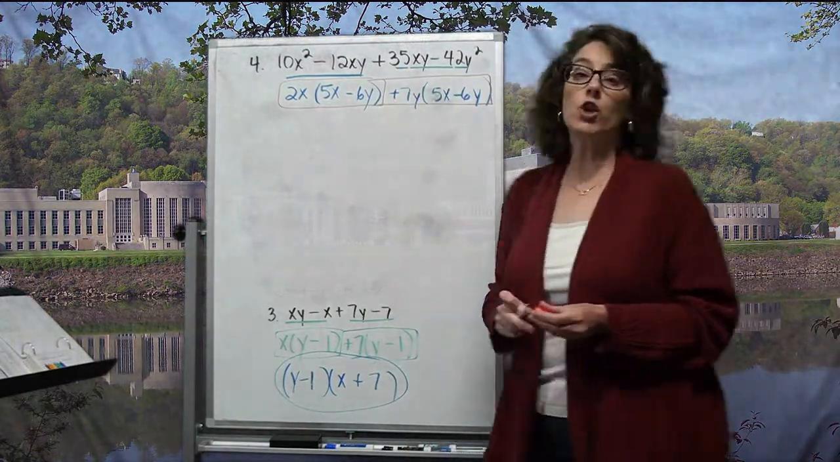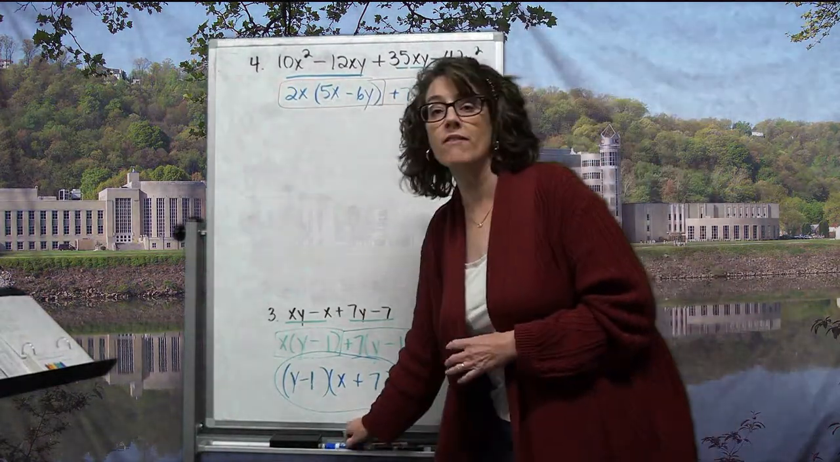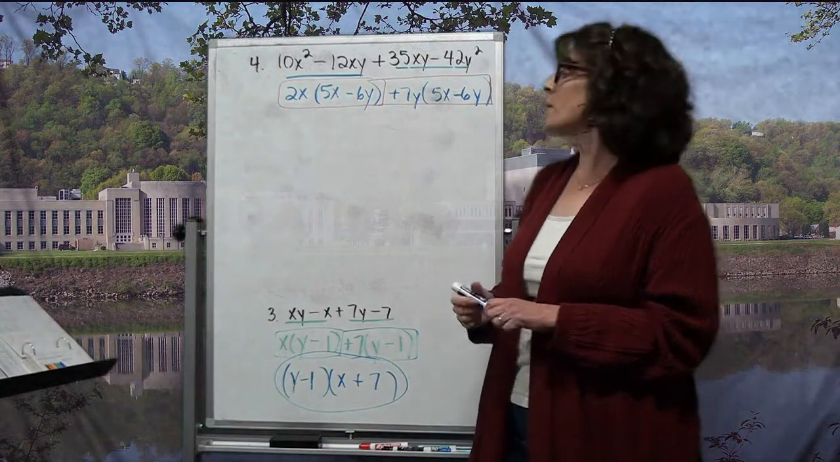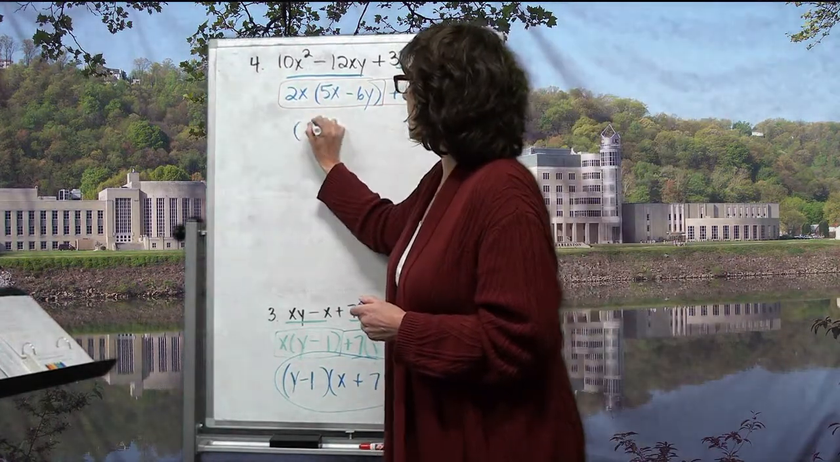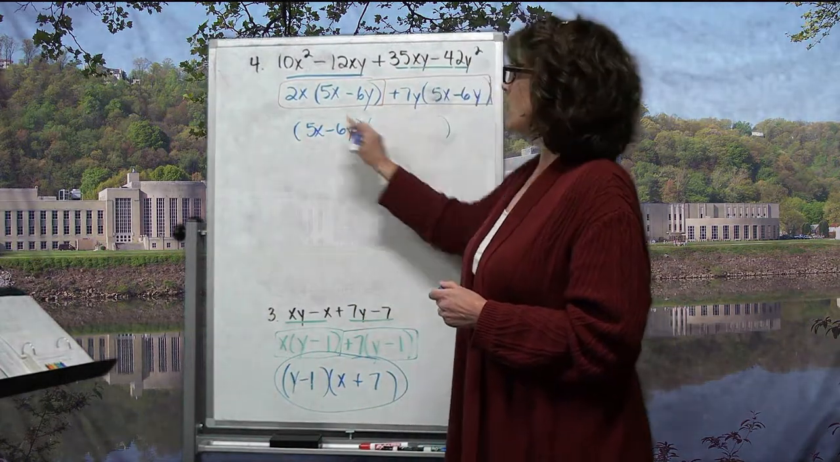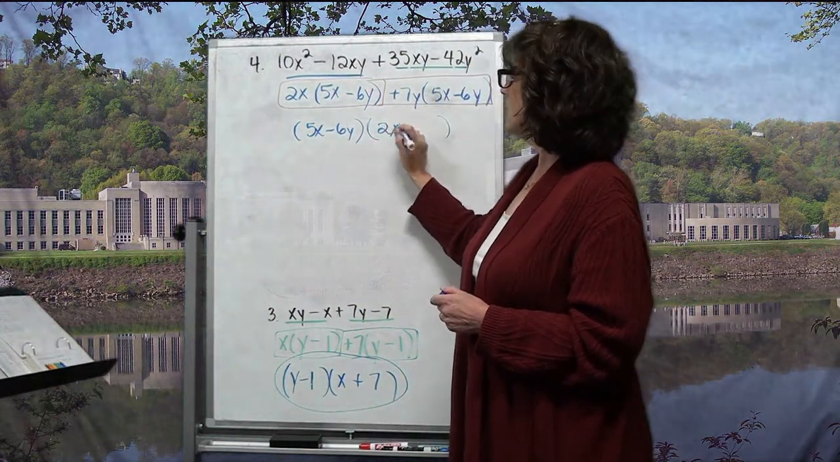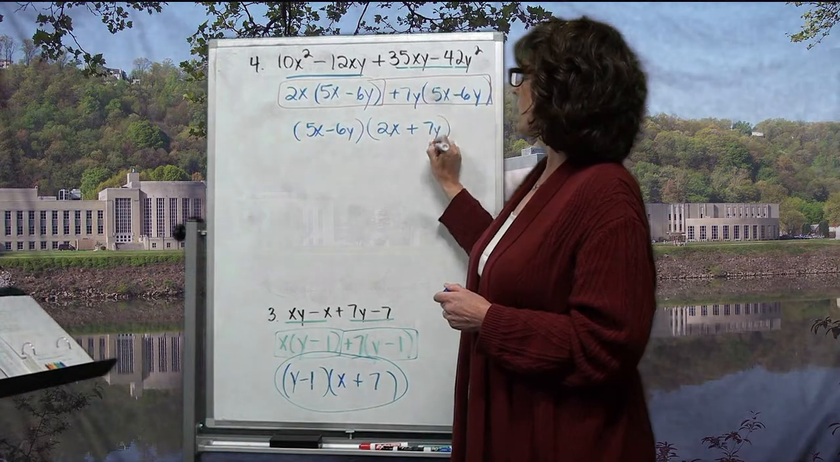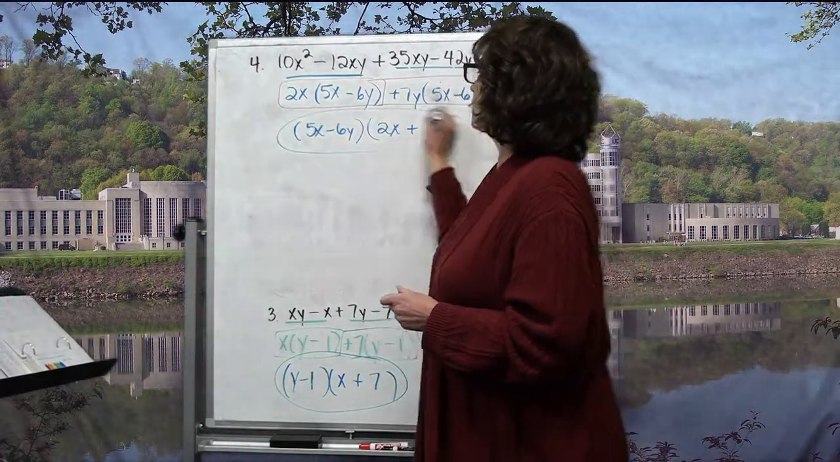Now as I look at each one of them, notice they both have that common parentheses. So I'm going to take that common parentheses out, that 5x minus 6y. And when I take it out of here, I'm left with 2x. And I take it out of here, I'm left with 7y. So there's my factored form.